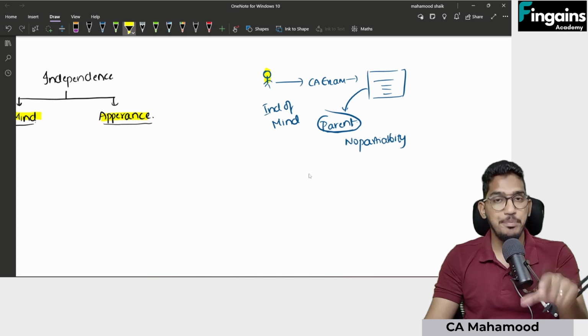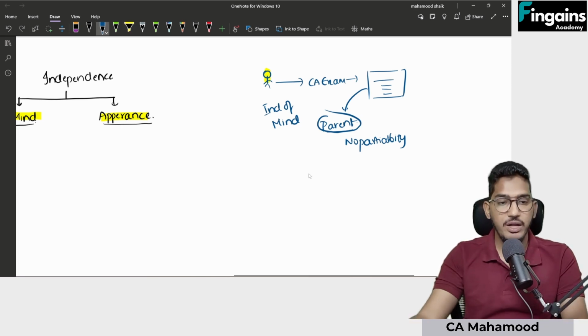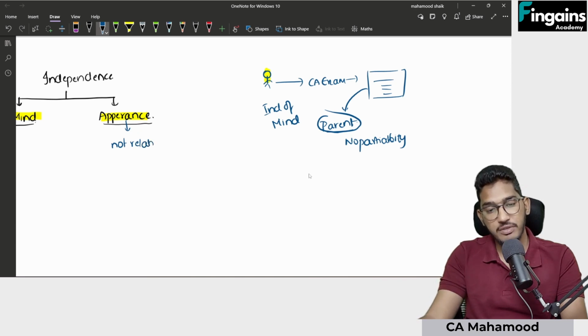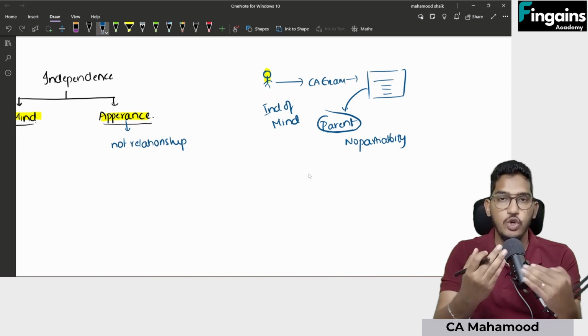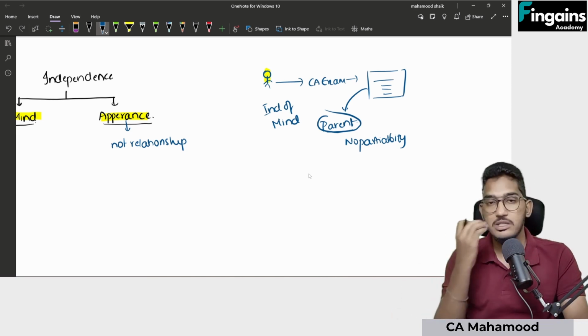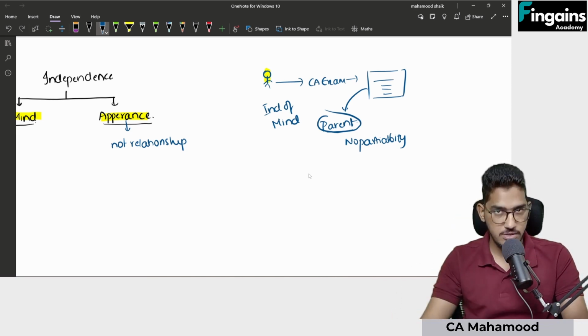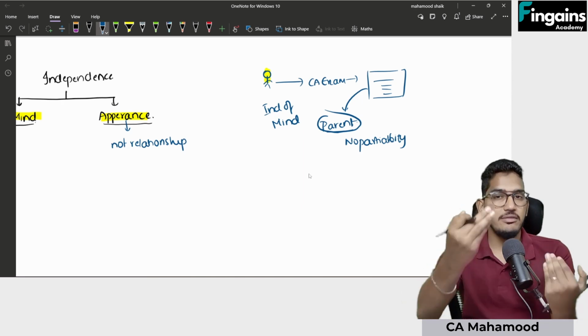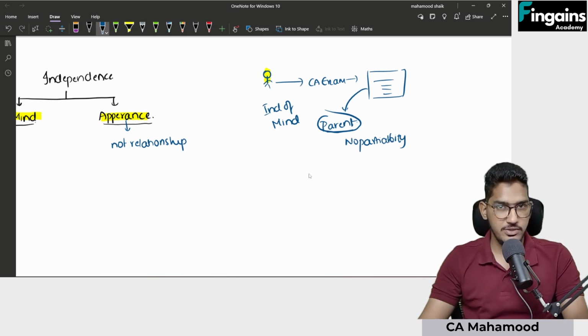See, when you appear to be independent is when you are not related, when you are not having any kind of relationship, no familiarity, no proximity between the two persons will make you independent of appearance. That means you should not be related to any person, you should not be related to such a person in such a manner that an outsider will think that independence has been compromised.